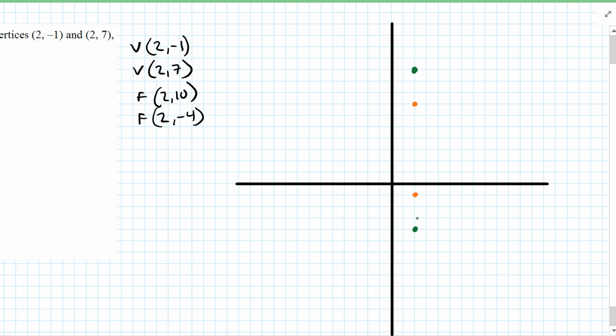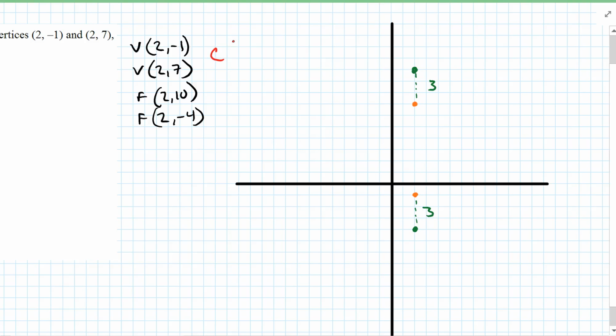Okay, so they're a difference of 3 right there. I'm just going to make a note of that. From the foci to the vertex is 3. Okay, so let's find the center. The center is kind of a big deal.